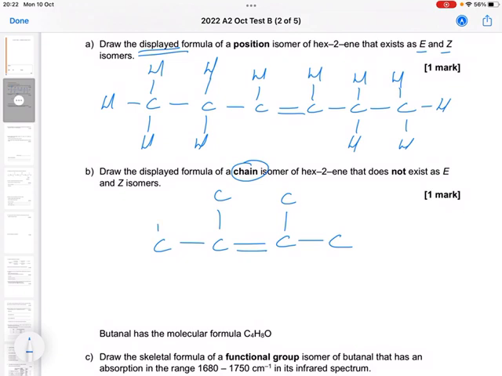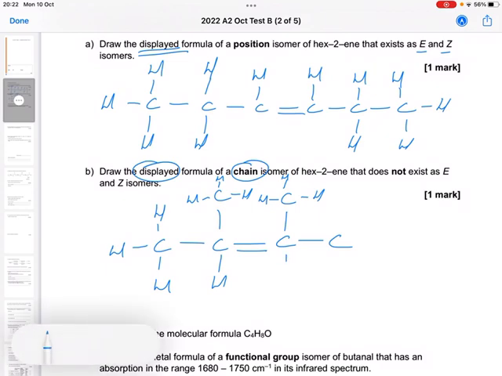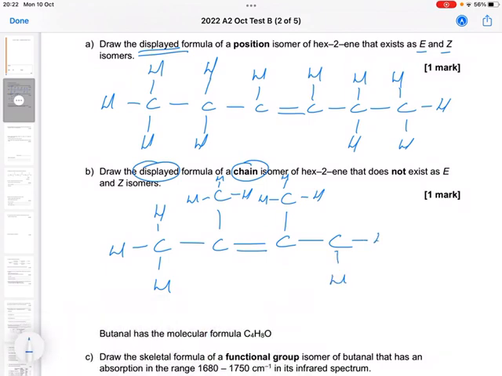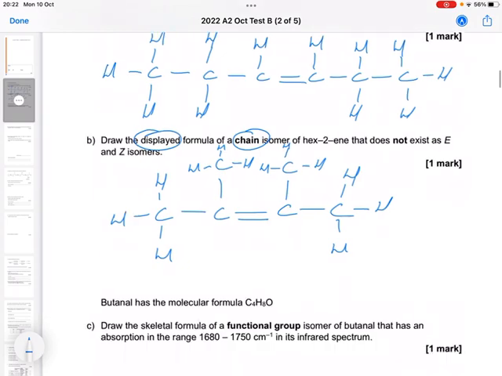And then again it's displayed, so I've got to show every single carbon-hydrogen bond as I go along here. Okay, so there are one or two other options there, but I think that's probably the easiest one to get your head around.